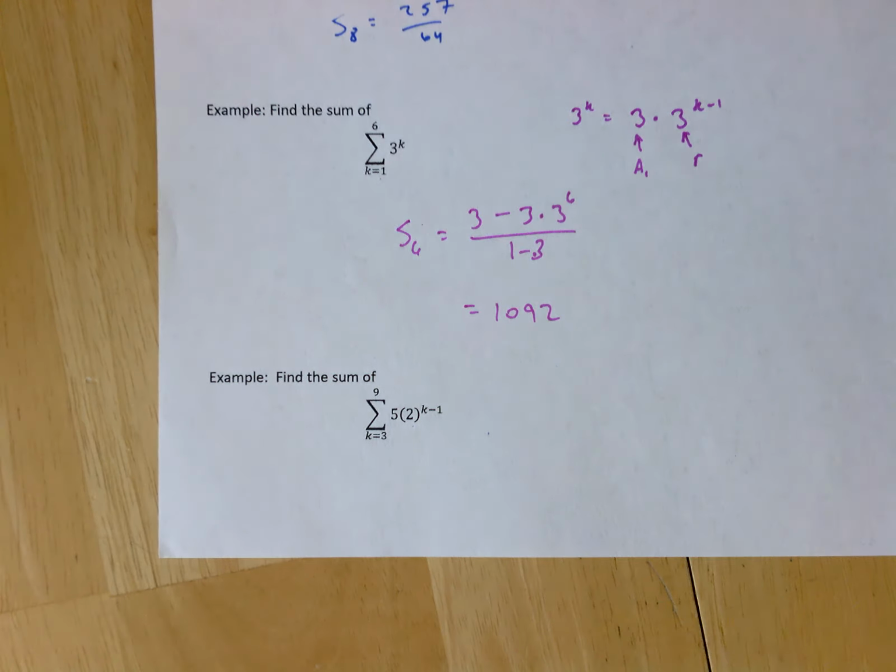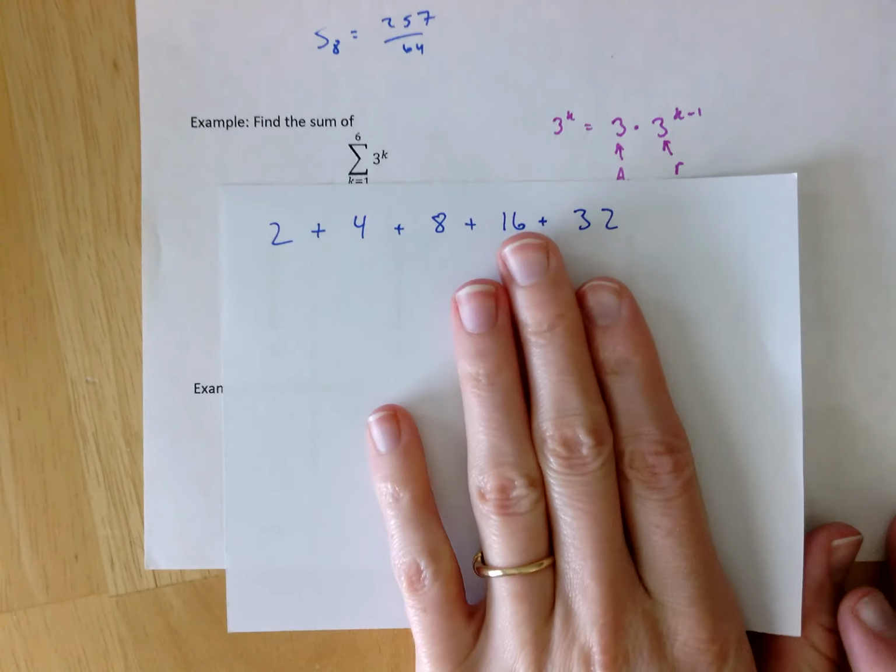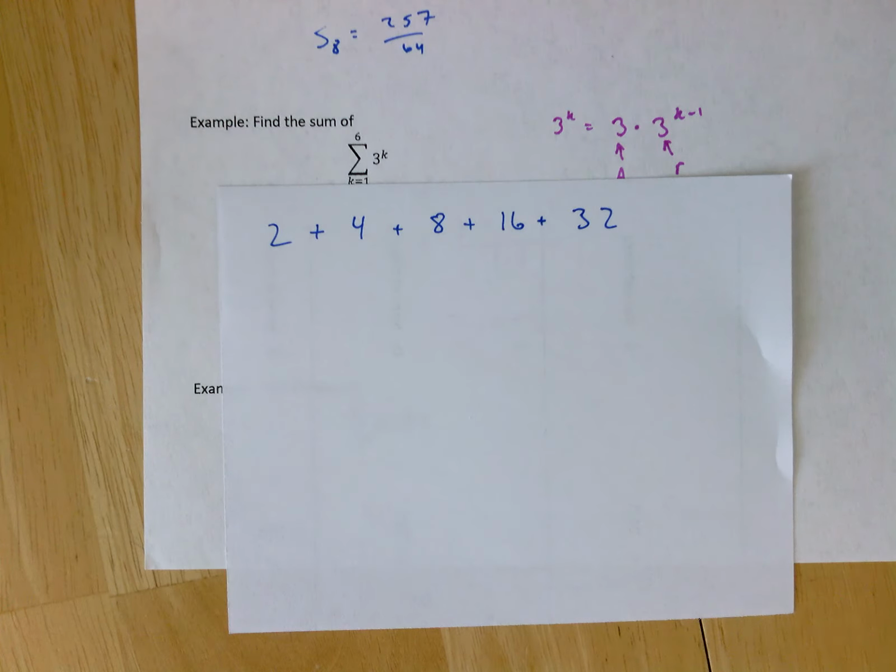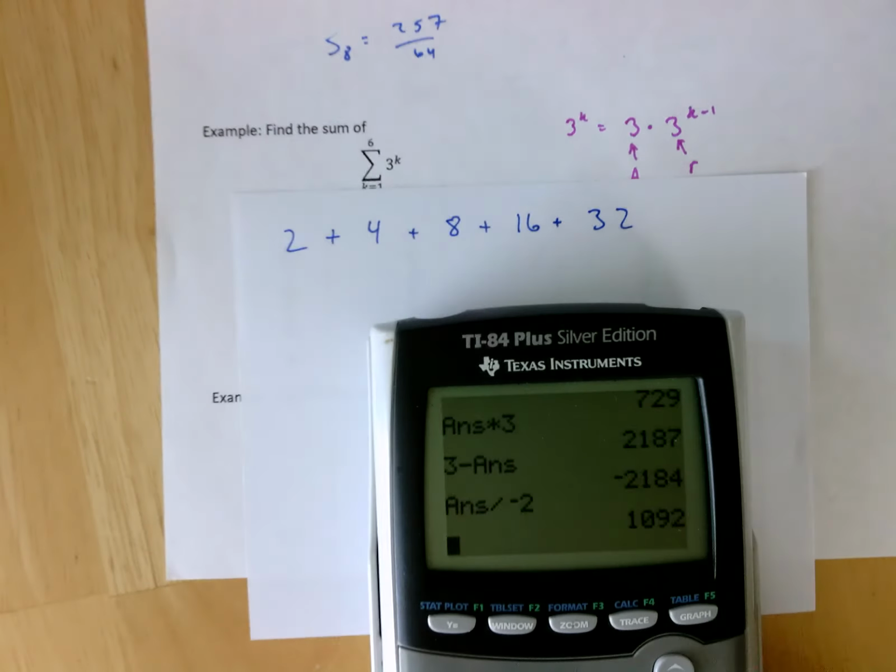So here's what we're gonna have to do. Here's an example of just a random other sequence. So if I wanted to add all of these numbers together, I can do that pretty easily.